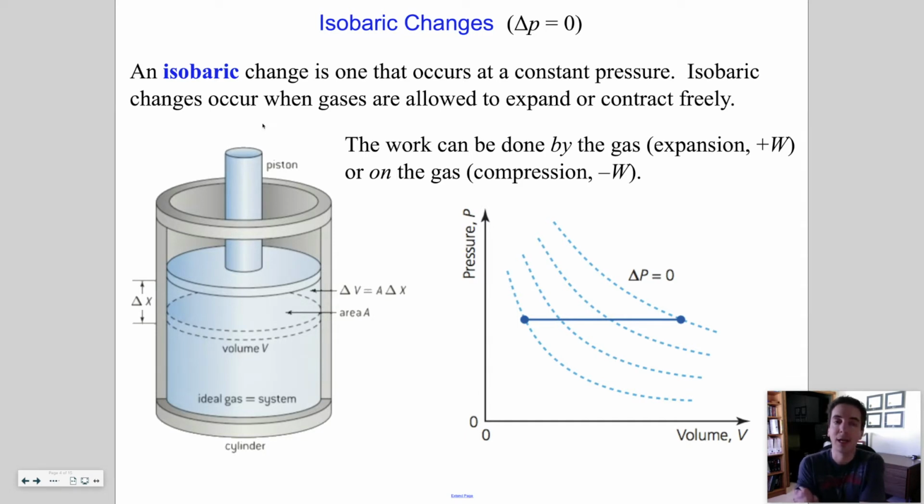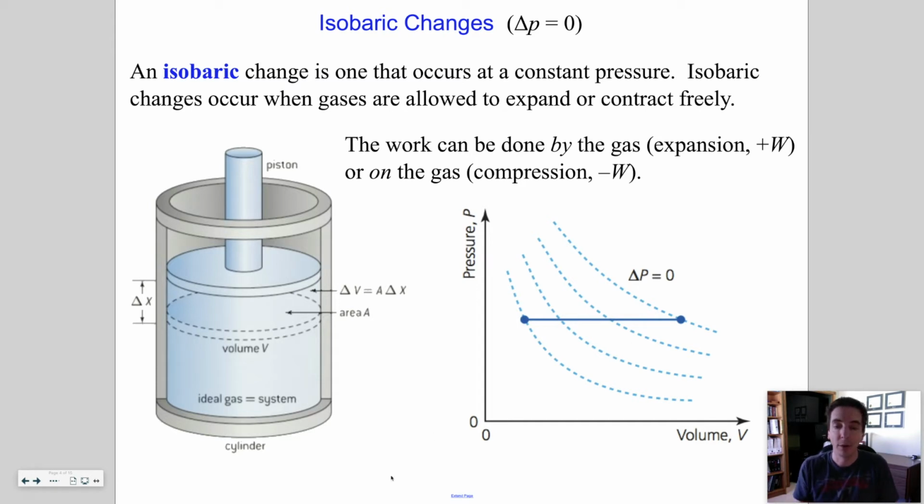Isobaric changes occur when gases are allowed to expand or contract freely. So let's say you heat up a gas, for example, it's going to expand, but in order for the pressure to stay the same, the volume has to be able to increase, so the work can be done by the gas. When you push a piston out as a result of heating this gas, work is done by the system. Or if you cool a gas down, the gas will compress, and your plunger will come down again, and you've got work being done on the gas.